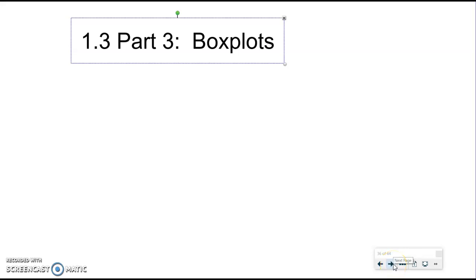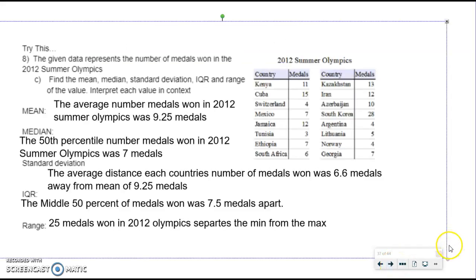Alright guys, so we're going to look at boxplots, okay? Before we do that, this is what you guys did for number 8. Hopefully you got the mean to be about 9.25. The average number of medals won in the 2012 Summer Olympics was 9.25 medals.